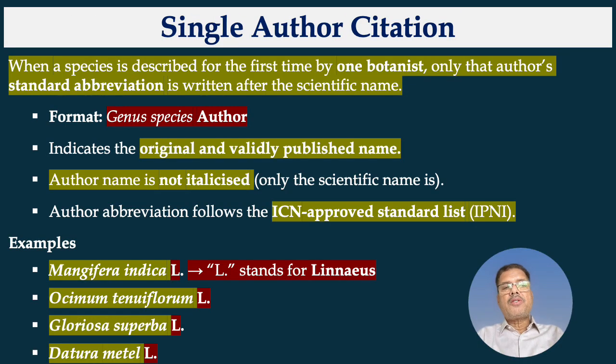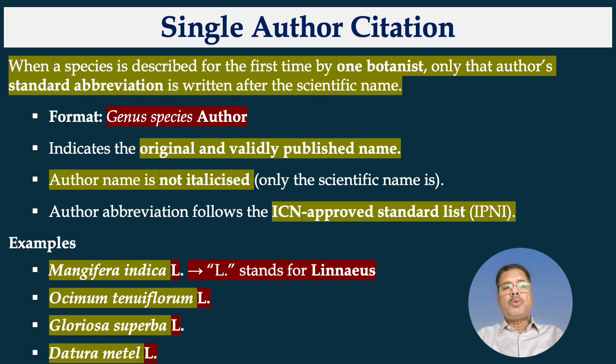When a species is described for the very first time by a single botanist, the author citation is simple and straightforward. Only that botanist's standard abbreviation is written after the scientific name. This format, that is genus, species, author, indicates that the name is the original and validly published one. In this system, the scientific name is italicized, but the author's name is not.